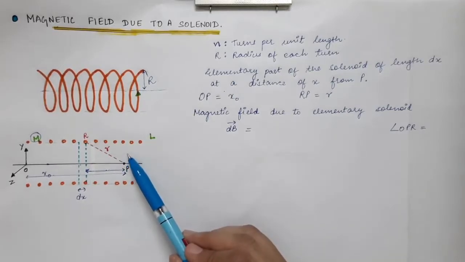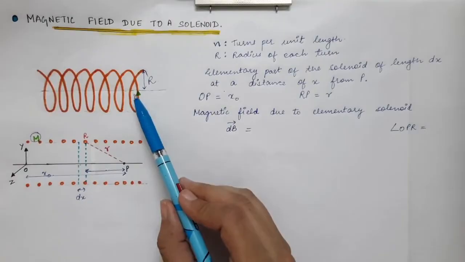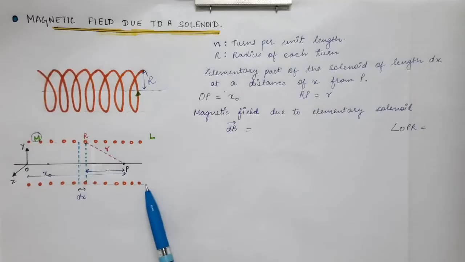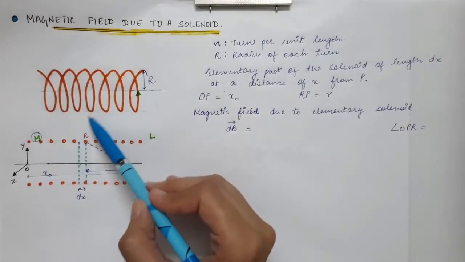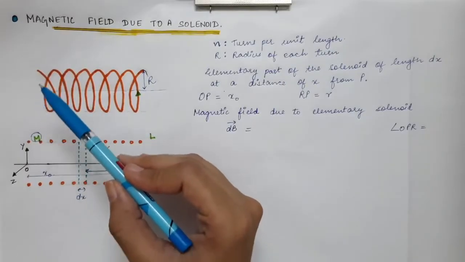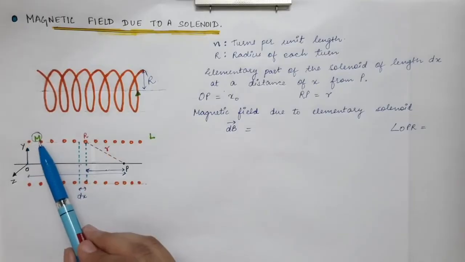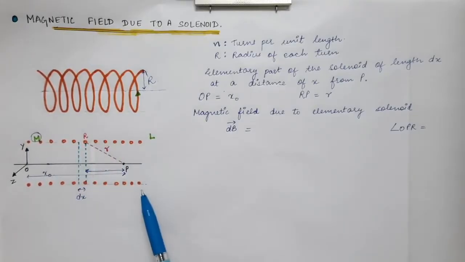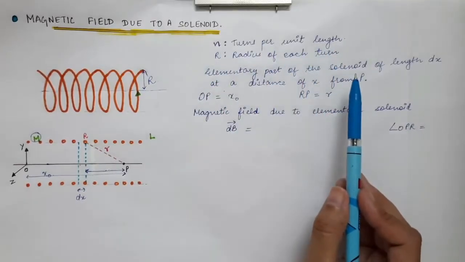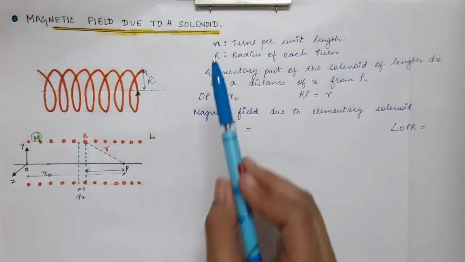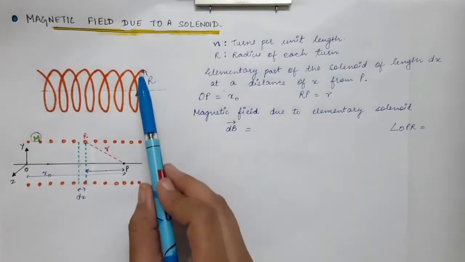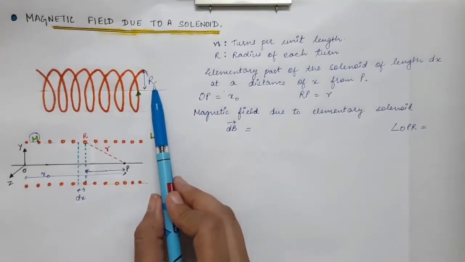So this second diagram which I have drawn represents the same first diagram. These dots represent the coils as shown over here. The coils come in the forward direction and then they go inside the paper, and again it comes out of the paper, again it goes inside. So these points represent the turns, and N is the number of turns in unit length of this solenoid. So if you take a unit length of this solenoid, N will be the number of turns present. Then capital R is the radius of each turn. So this distance is equal to capital R.